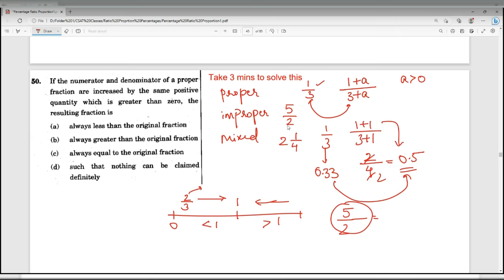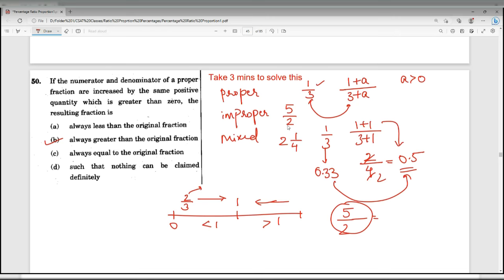So what happens is, if it is a proper fraction, if equal numbers are added to the numerator and denominator, the value of the fraction will be greater than the original fraction. So it is actually moving towards 1. So the correct answer is always greater than the original fraction.